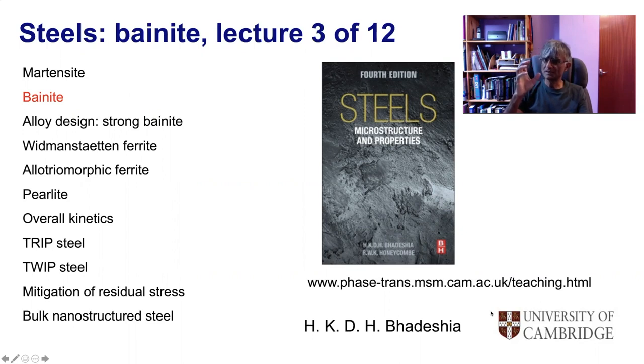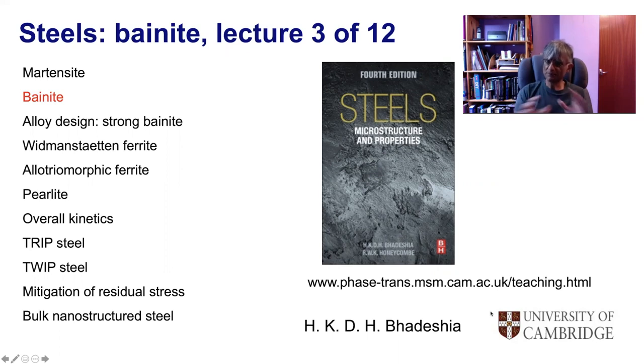You will see in the final lecture in this series that the world's first and only bulk nanostructured metal is based on a bainitic microstructure, which is so incredibly fine that you have something like 100 million square meters of interface in a cubic meter of material.